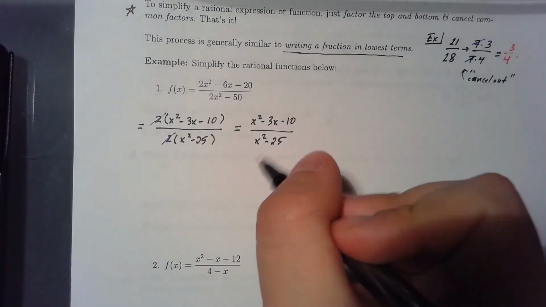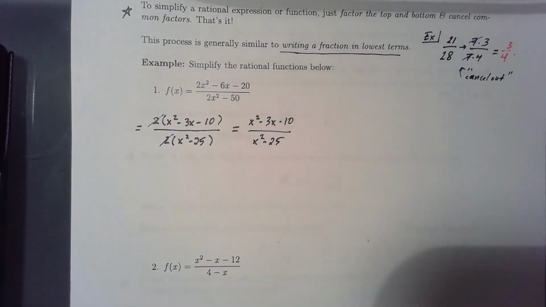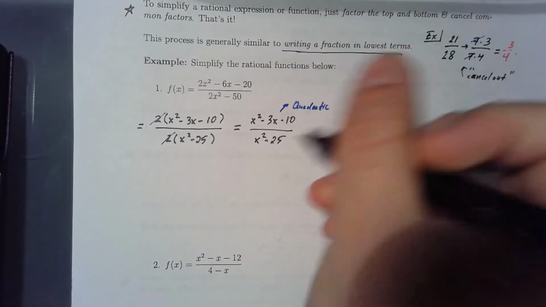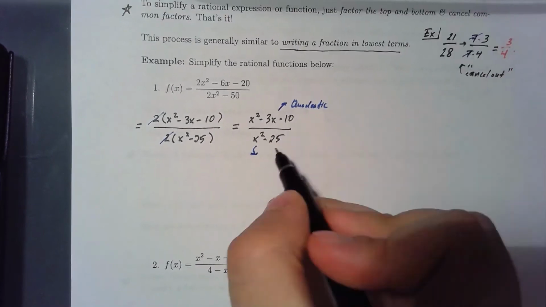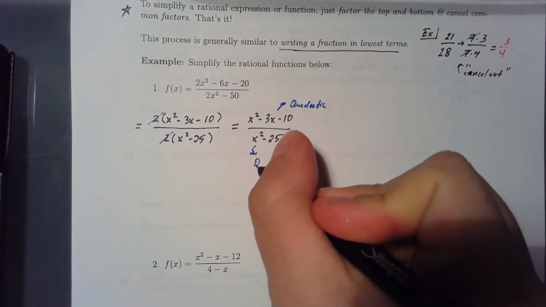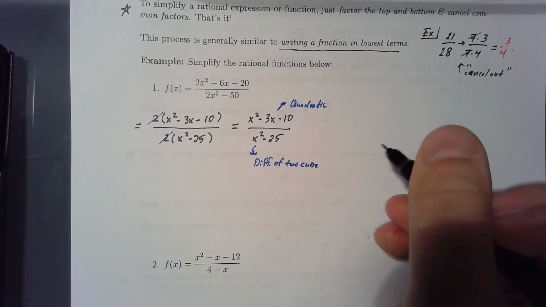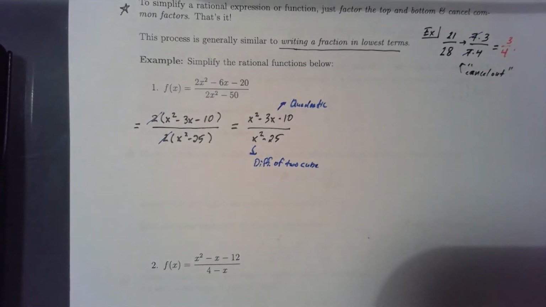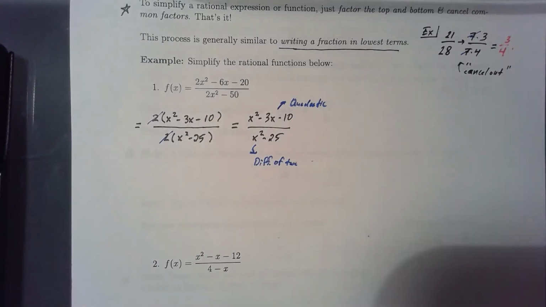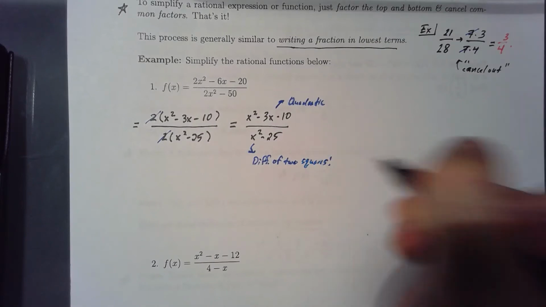This is a quadratic. This is a binomial. Actually, yeah, this is a quadratic. What is this down here? This is a difference of 2 cubes. I'm sorry, not cubes, squares. I'm an idiot. This is a difference of 2 squares. That's what I meant to say.